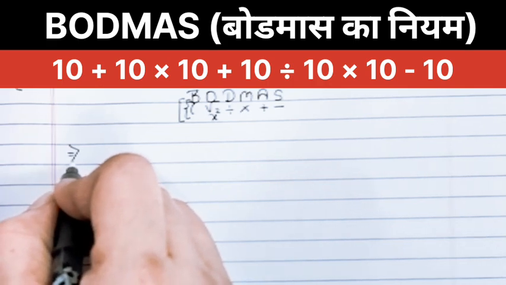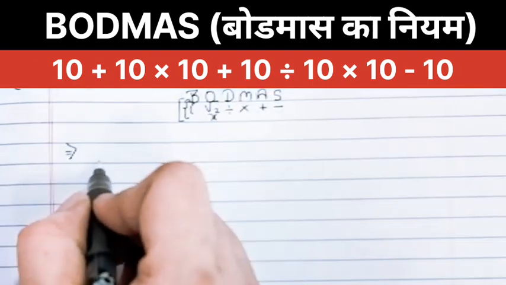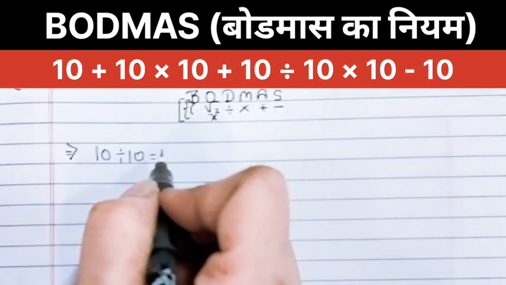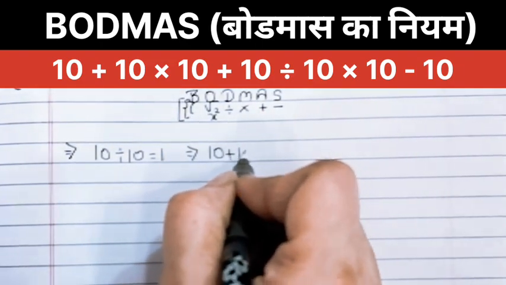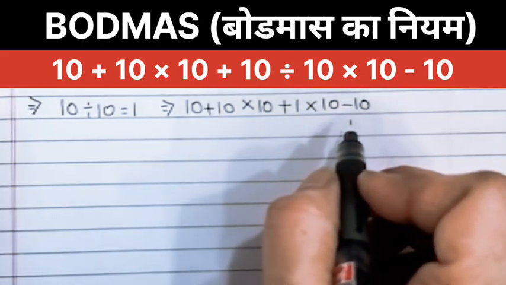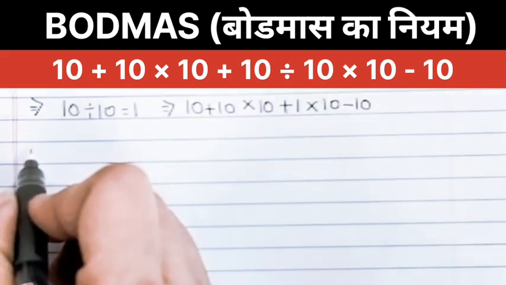Now step 1, division. We first look for any division and there is 10 divided by 10. So first we divide the values and the answer will be 1. Now the expression becomes 10 plus 10 minus 10. So now, according to this step 1, division takes priority over addition and subtraction in the BODMAS hierarchy.